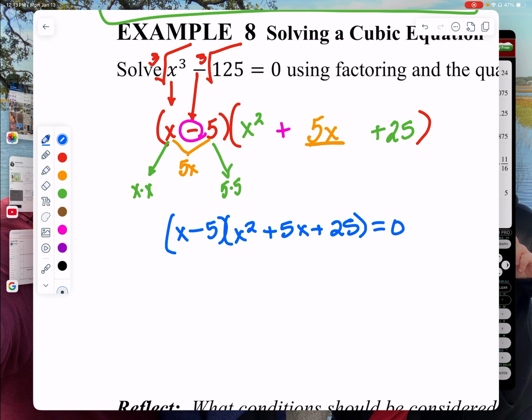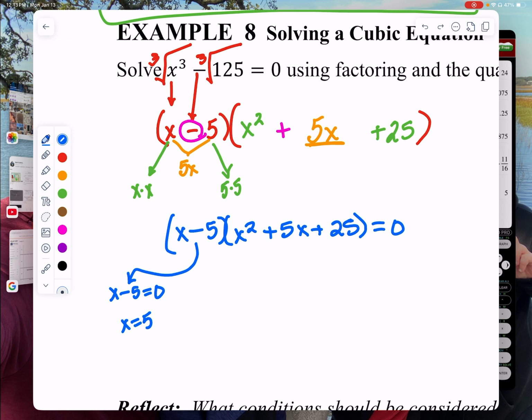Because we have the quadratic formula. Now, you could use completing the square, but we're just going to use the quadratic formula. I don't need it for this part, right? x minus 5. So if I say x minus 5 equals 0, what's going to make that 0? A positive 5. So that's one of my answers, okay?